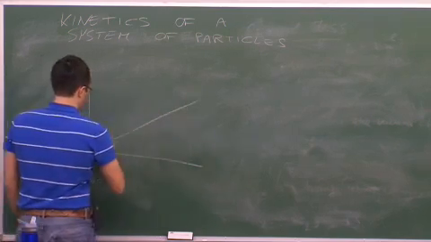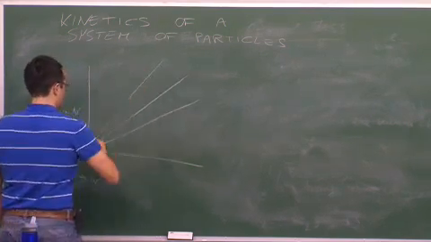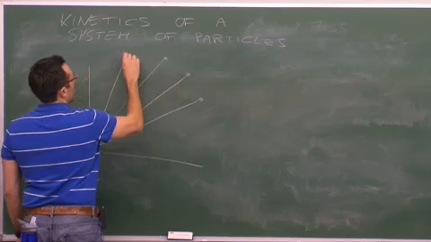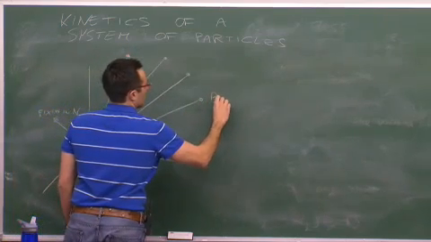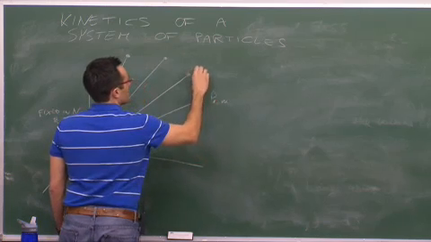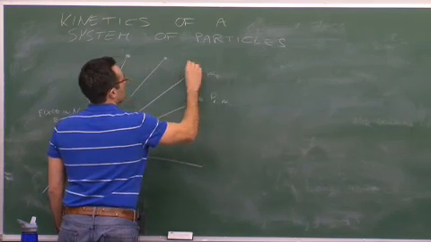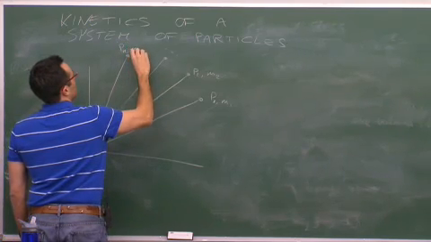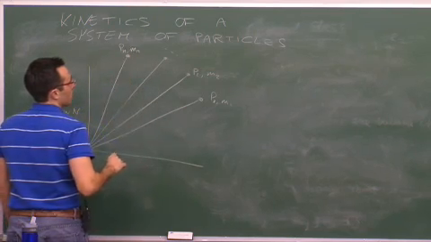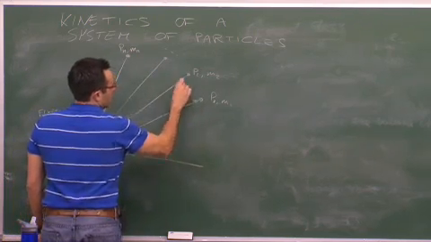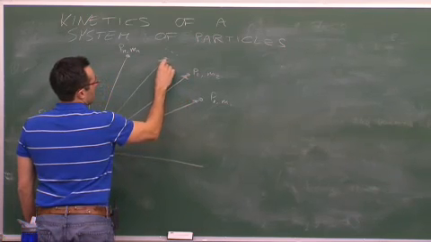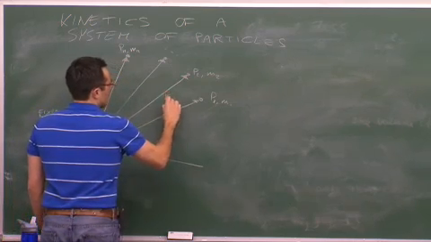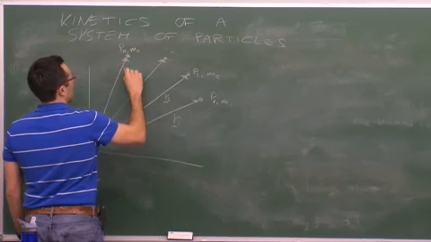And I have many particles, P1 mass 1, P2 mass 2, etc., Pn mass n. Okay, these are the position vectors measured with respect to the point O. So this is R1, R2, etc., Rn.